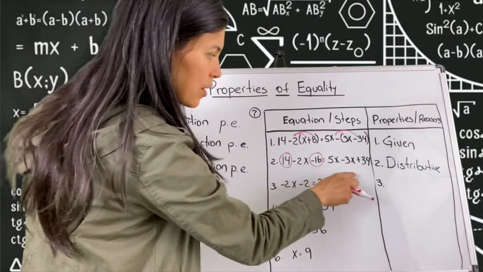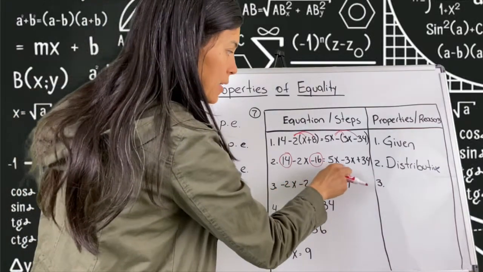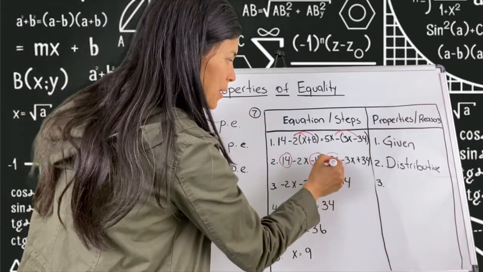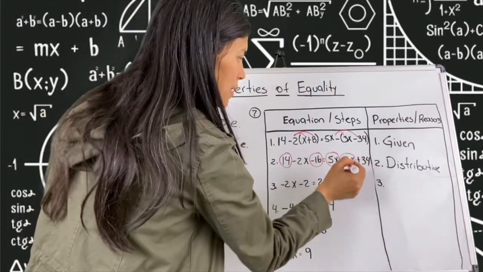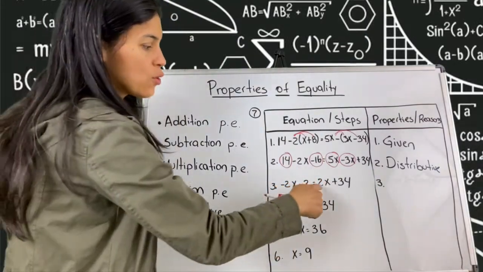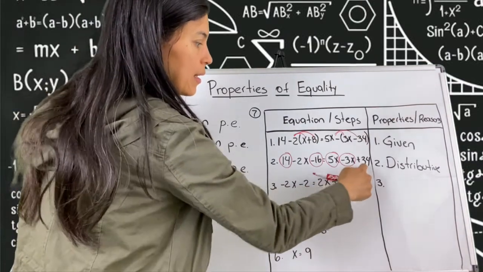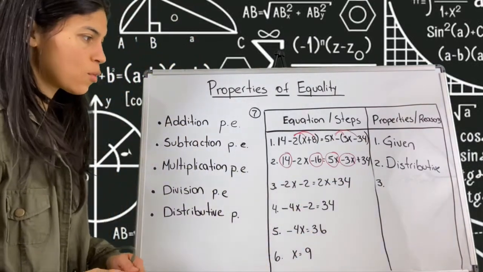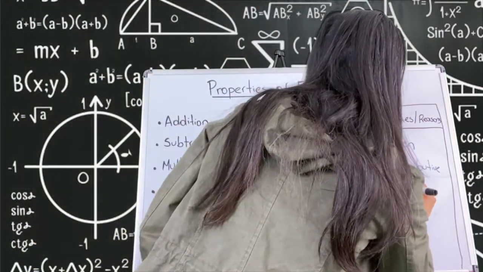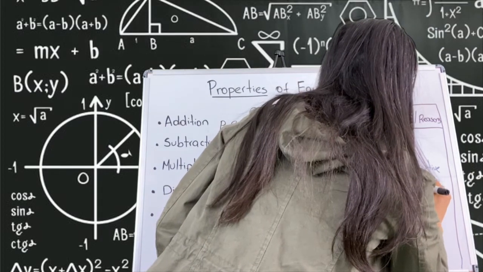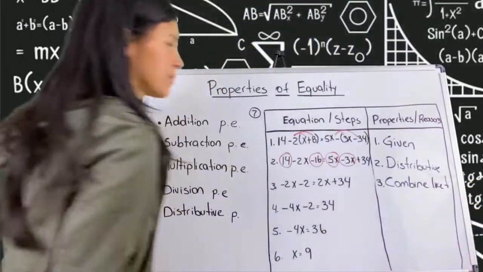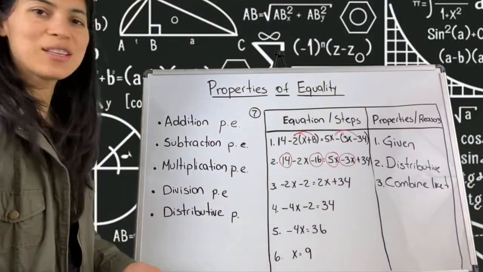Did they do something on the other side? Yes. 5x minus 3x is no longer there. I only have 2 x's. It means that they combined these 5 x's and these negative 3 x's, and that gave them 2 x's. You have 5 x's and you take away 3 x's, you are left with 2 x's. And then they copied the 34. So what they did in step number 3 is that they combined. There is no property here. There is a reason. They combined like terms. And that's the reason I chose that.